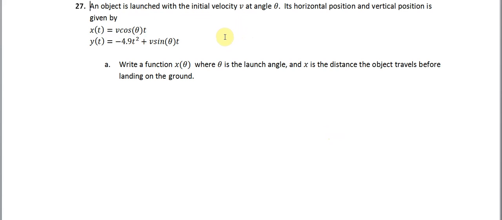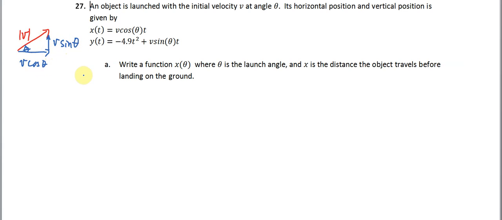Its horizontal and vertical position is given by, and this again, v cosine theta is the horizontal component. So let's say an object is launched like this, and this is a vector that we're talking about here. If this is the magnitude of v and it's launched at a slight angle, then the horizontal component is v cosine theta, and this angle in here was theta. Okay, and then the vertical component here would be v sine theta.